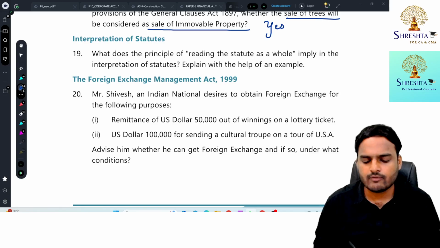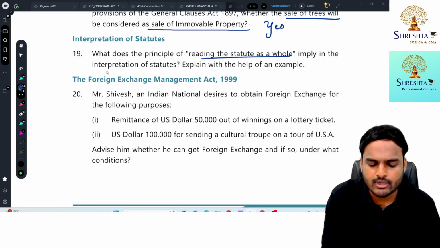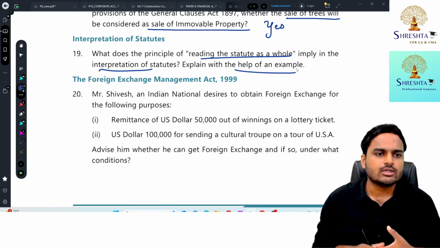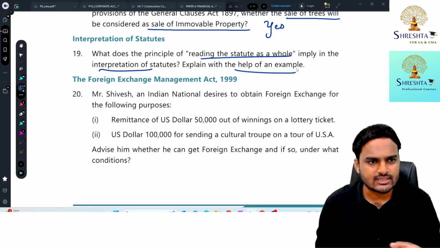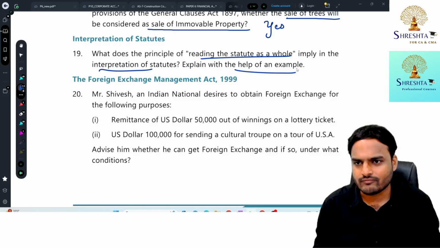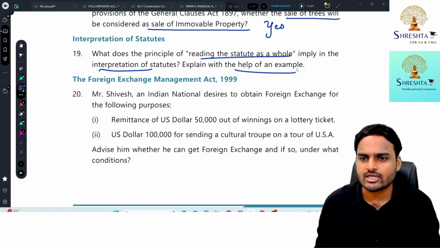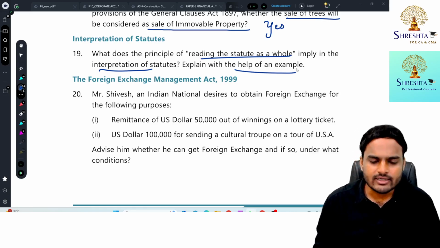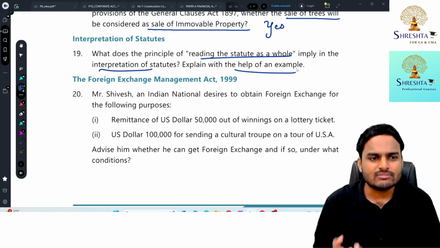What does the principle of reading the statute as a whole imply in interpretation of statutes? Explain with the help of an example. Reading the statute as a whole is an internal aid, an internal tool for interpreting a law, a provision, a statute. We use it as one of the internal tools. Understood? Now, while reading a particular provision, if there is any ambiguity, that ambiguity can be resolved when you read the entire statute as a whole.